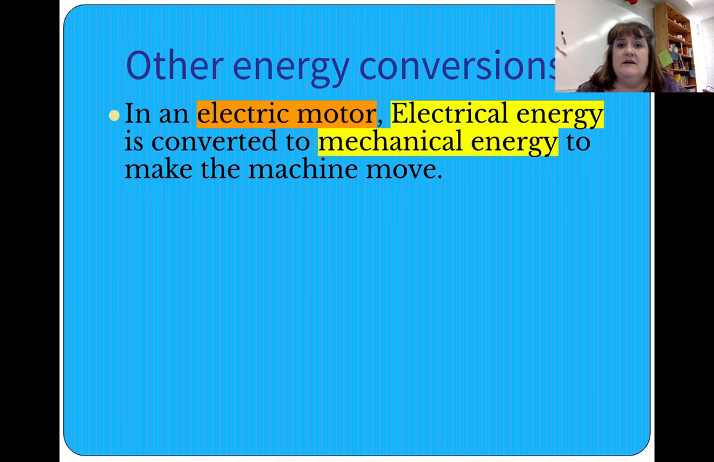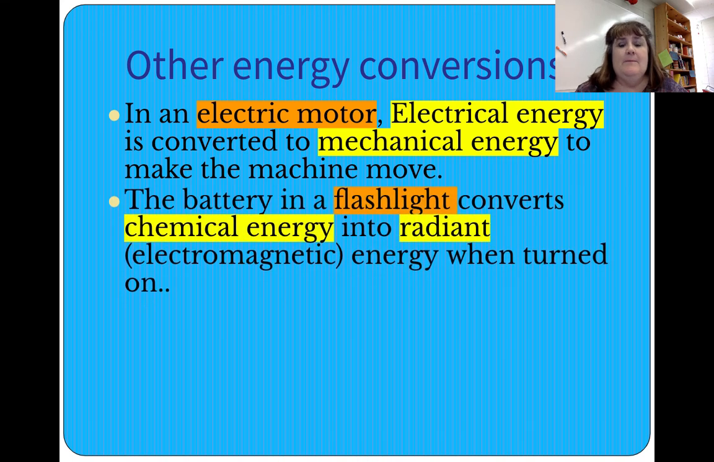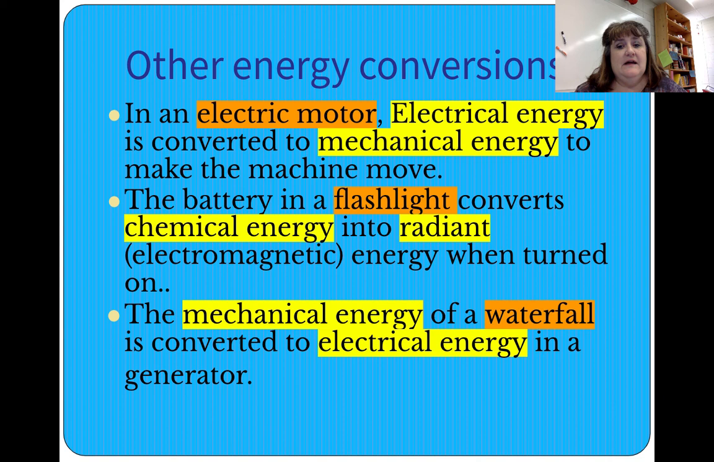A motor can convert electrical energy into mechanical energy to make things move. A battery and a flashlight will convert chemical energy into radiant energy. And the mechanical energy of a waterfall can be converted into electrical energy in a generator. All of these, this is what you're going to be doing on your assignment today, is looking at these transformations and where they occur, one energy to another.